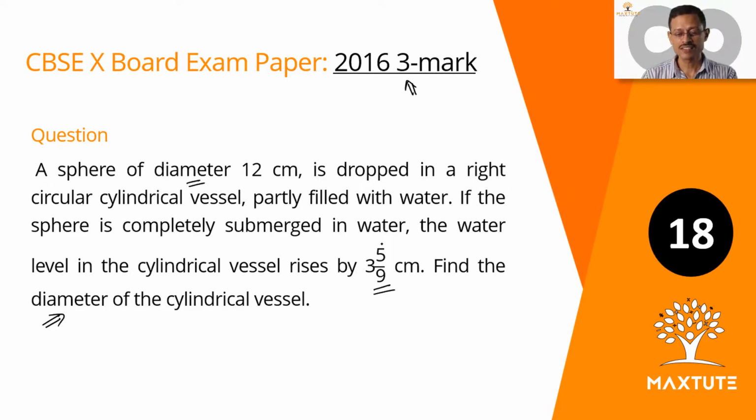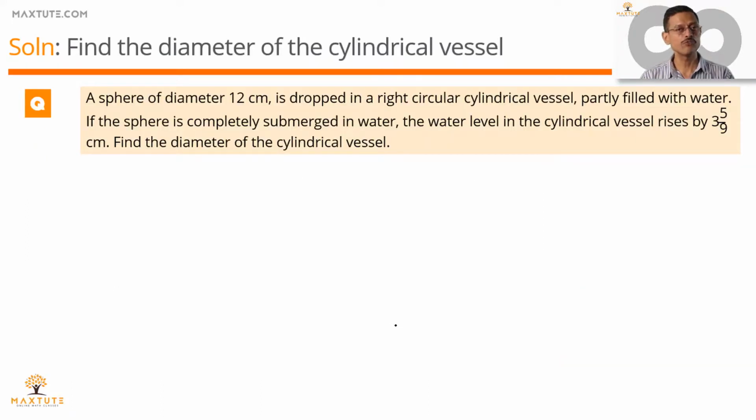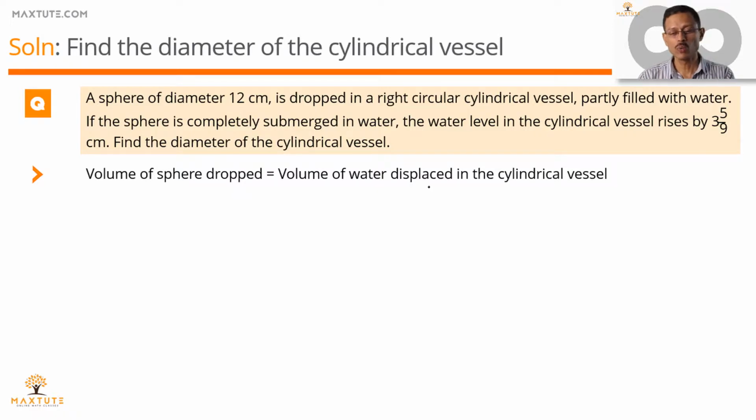First things first, let's convert this mixed fraction into an improper fraction. 3 into 9, 27, plus 5, 32 by 9 centimeters is the height to which the water is rising in the cylindrical vessel. Solving this question entails one concept and two formulae. The concept is that the volume of the sphere dropped is equal to the volume of water displaced in the cylindrical vessel.